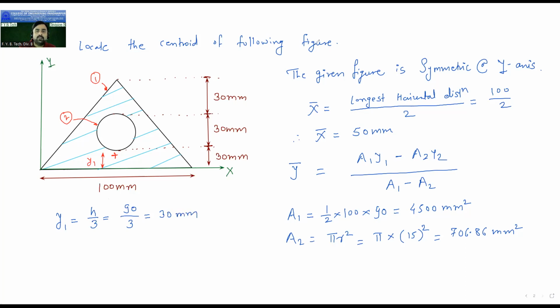Now the second thing is y2. So y2 is the centroid of this circle. This centroid will be here at the center. So y2 will be this much distance. This is nothing but your y2. So y2 is equal to, see, this is a circle and this diameter is 30 mm.